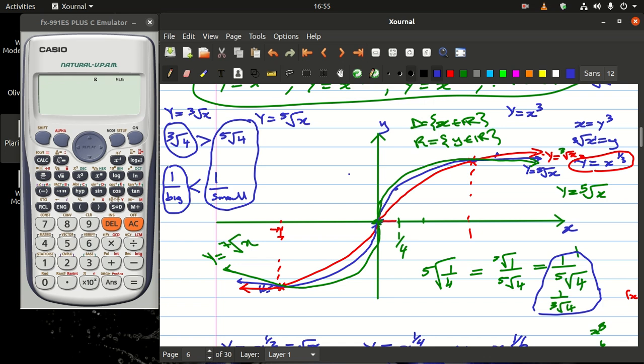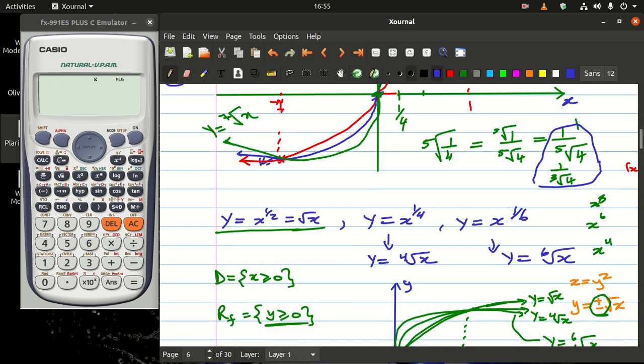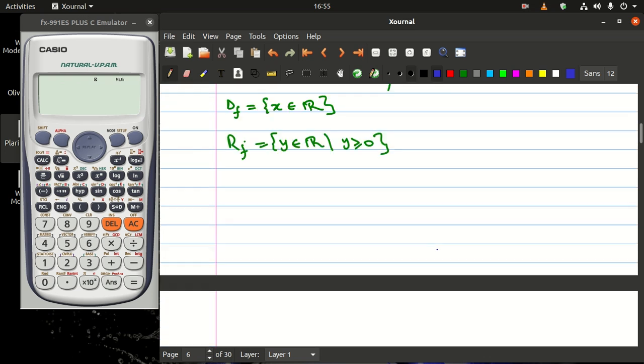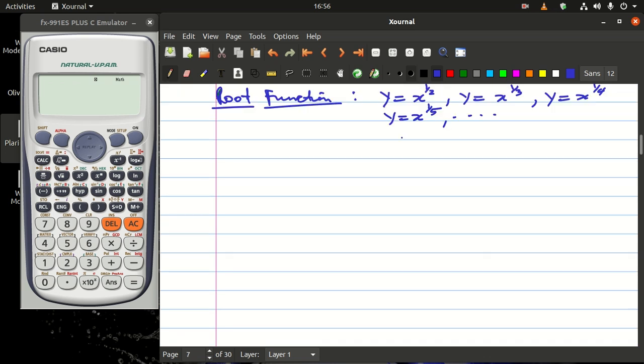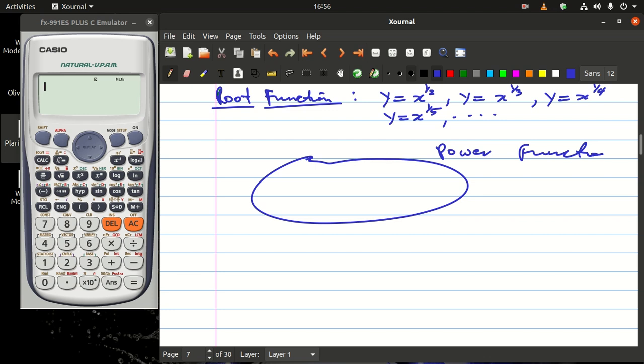So what we were drawing lately, these are root functions, and these are also root functions. These are power functions, and inside the power functions, if the exponent is 1 over 2, 1 over 5, 1 over 3, and 1 over 4, then root functions are contained inside. Root functions are contained inside power functions. And that's what root functions are all about.